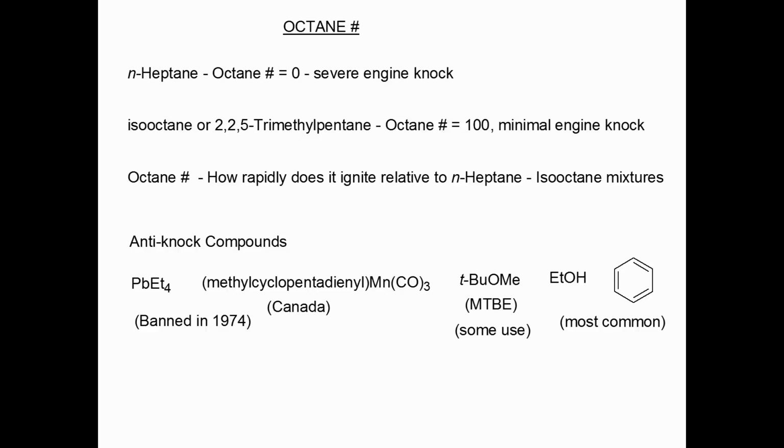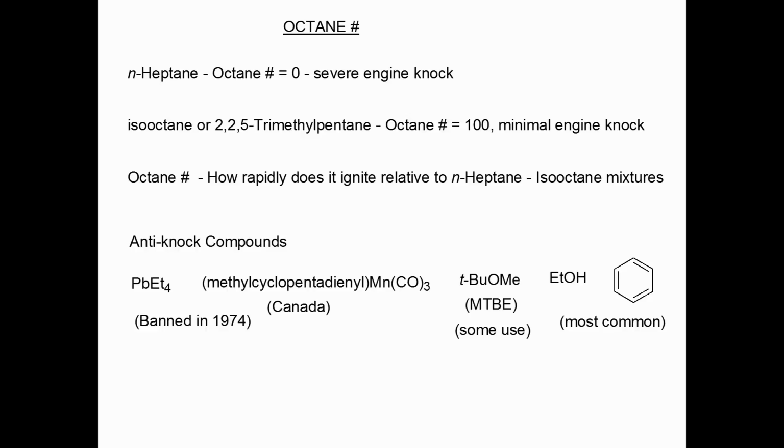Some anti-knock compounds that you may have heard of: the first one was tetraethyl lead, which was banned in 1974. This is because we were basically raining lead oxide down on America every time you drove your car, raining lead oxide down in your neighborhood. Methylcyclopentadienyl manganese tricarbonyl is a replacement. I think it's still used in Canada. It generates manganese as a byproduct, which is a far less toxic metal than lead.